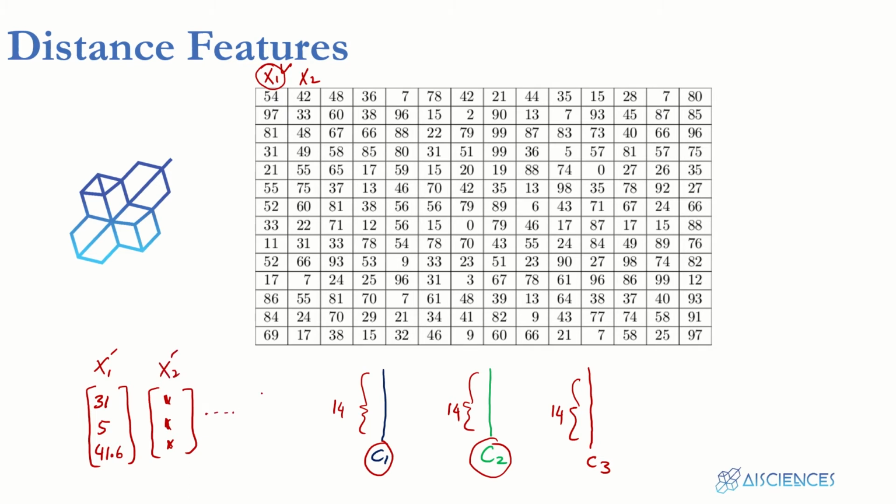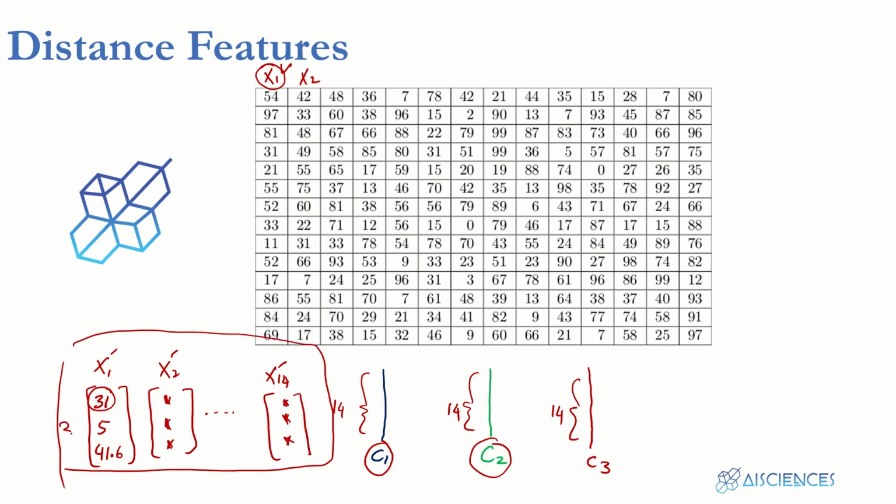Now what essentially you are doing is you are using these centroids, and the distance of a centroid from a data point is used as a new feature. And now the dimension of your data is reduced from 14 to 3. Now the number of clusters really tells what is the new dimension.